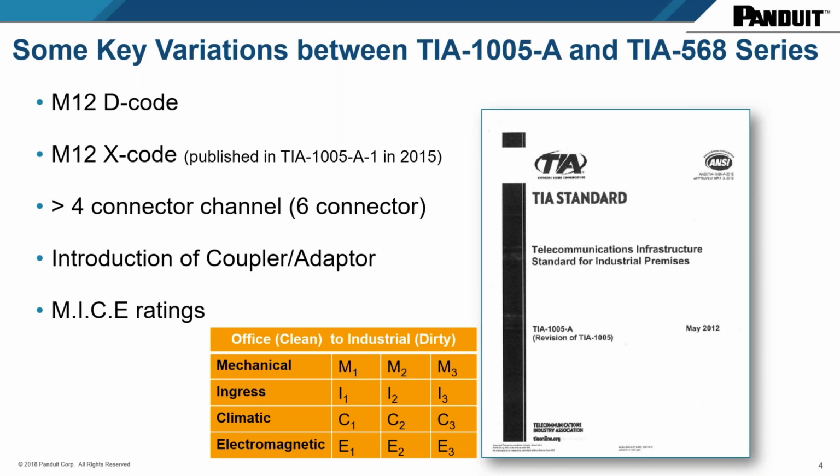So you need to use, for the most part, in factory systems, at the edge devices, those types of connectors, not the RJ45. Additionally, in the 1005A spec, you will see an increased number of connections per channel that extended the 568 from 4 connectors per channel to 6 connectors per channel. And that's a differentiator also that you need to be made aware of.